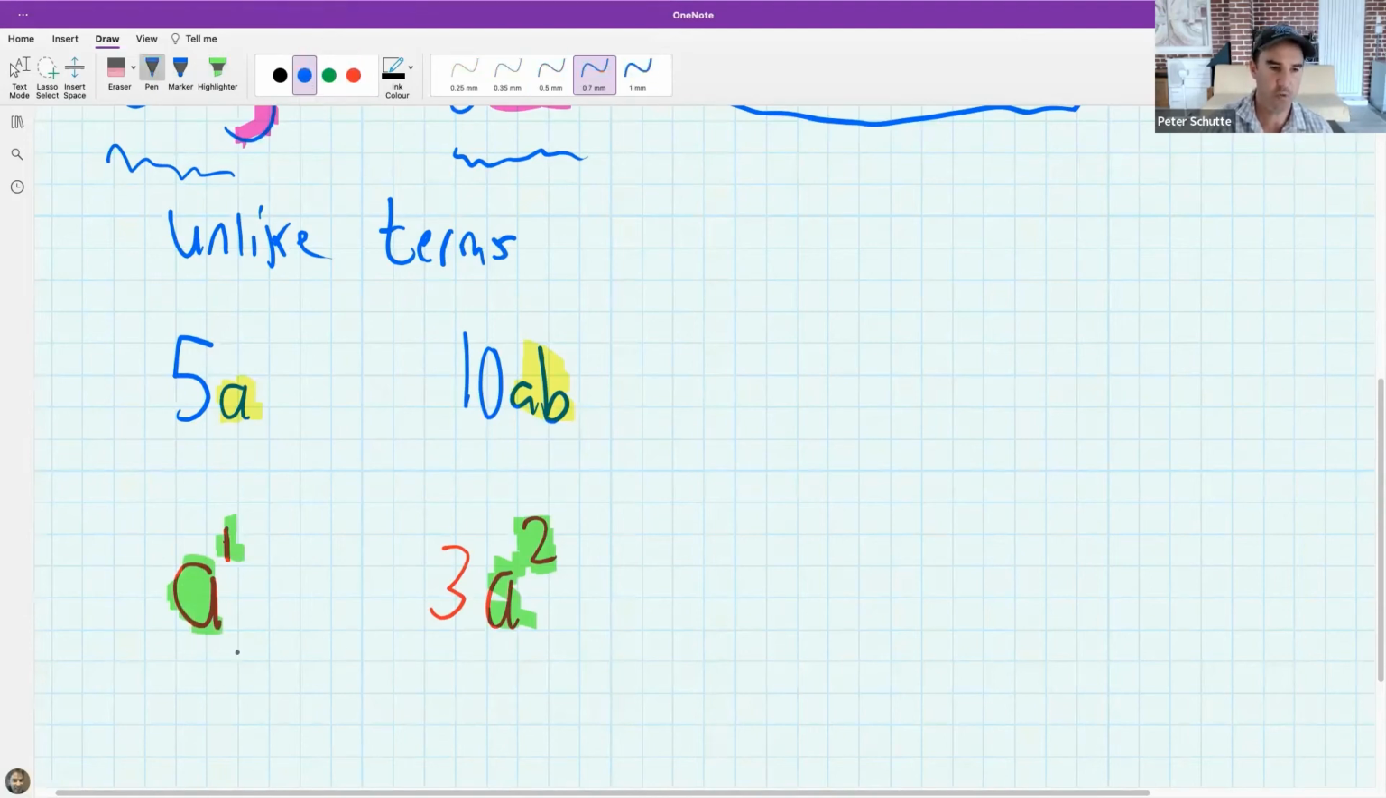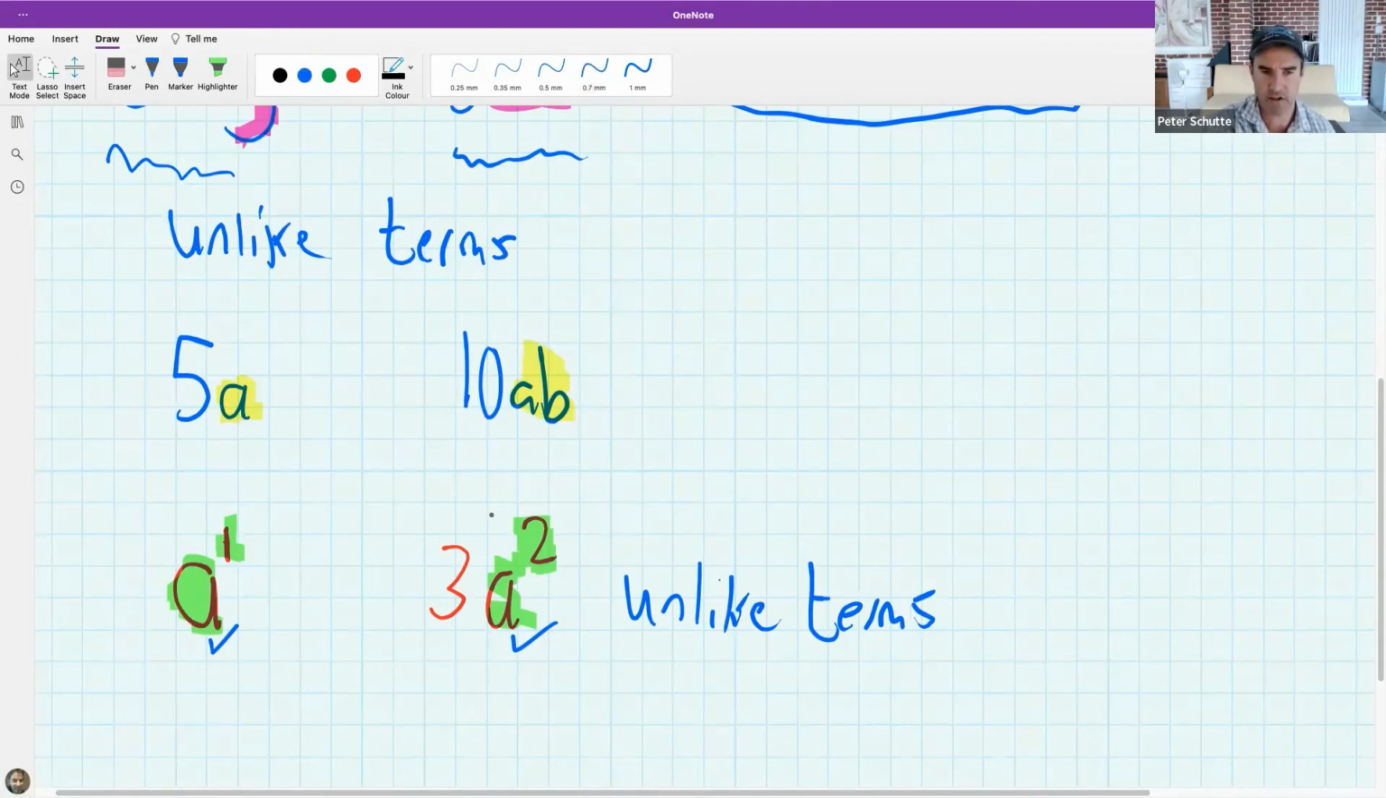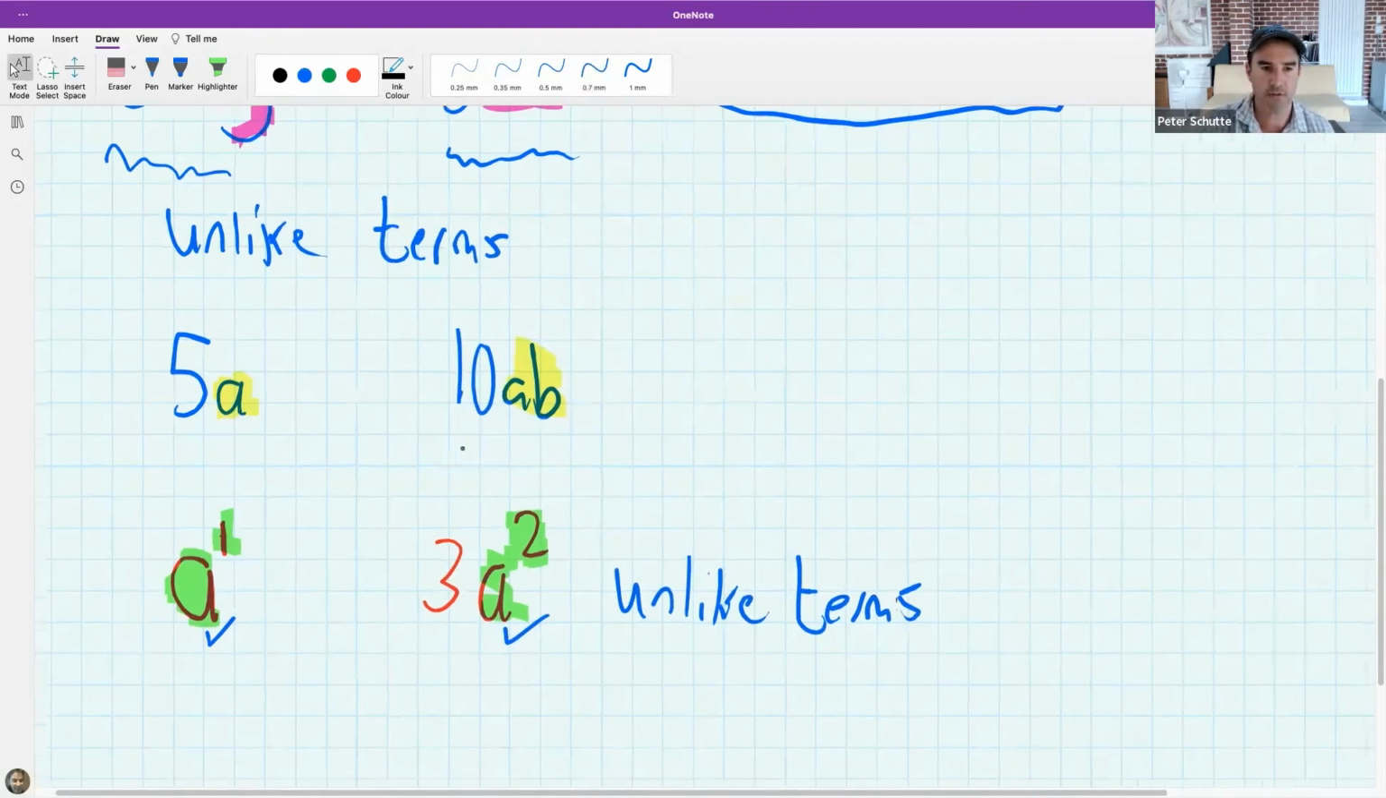The key issue is that even when the variable is the same, the powers also have to be the same. And so these are, in fact, unlike terms. And when we think of unlike terms, guys, we cannot add these. If terms are unlike, we cannot add or subtract them. Okay, that was fantastic. I really want to commend you guys. We've got a good base for the rest of the lesson.